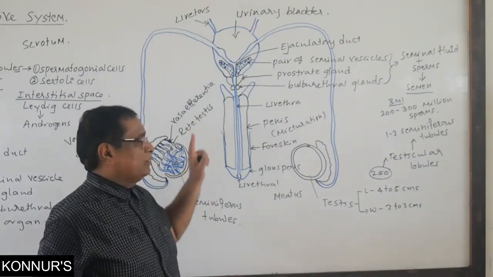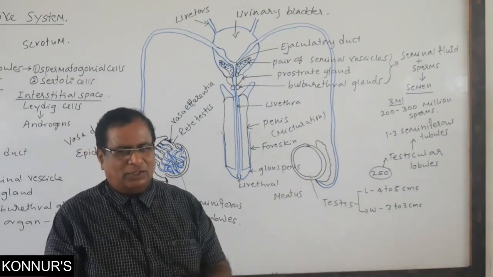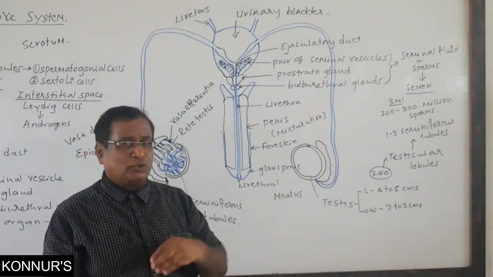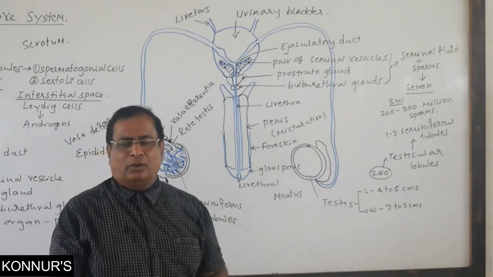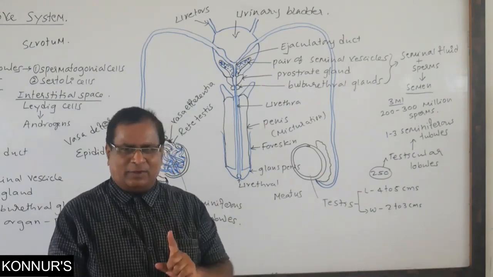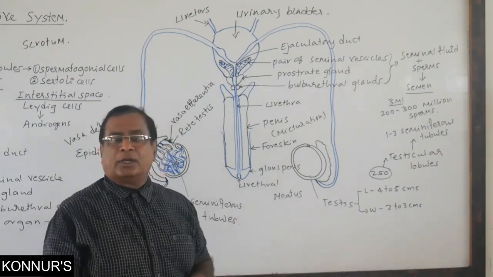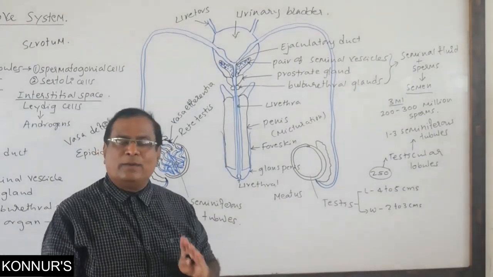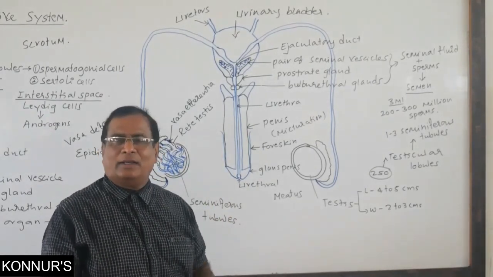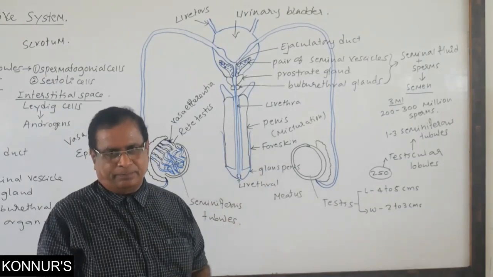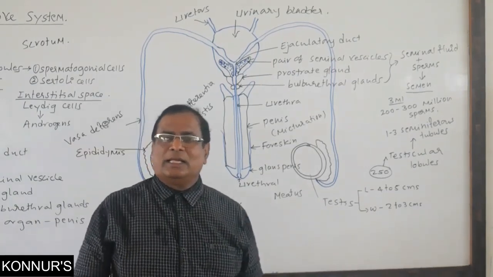Even though the urethra is the common tube for urine and semen to pass, there is no contamination of urine and semen at the time of sexual intercourse. At that time the urethra is closed so that urine never enters, and only the semen enters through the urethra. That's about the structure.